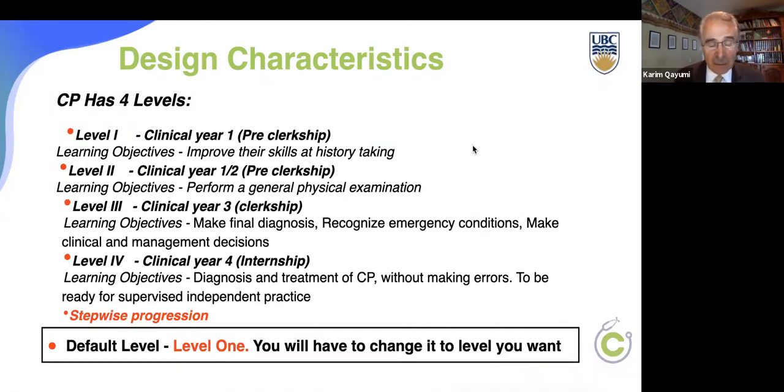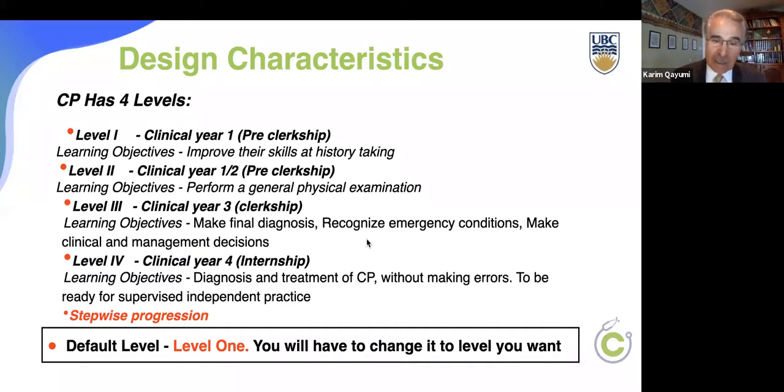In this level, the learning objective is to be able to make a final diagnosis, recognize emergency conditions, and do the management and diagnosis of the patient, so to have the whole continuum of care. And level 4 is for internship, where we introduce penalties after 3 mistakes. The computer would be shut off if the students make 3 mistakes. It's by design, because we think if you go through all these levels through medical school, at level 4 you should not be able to make more than 3 mistakes. If you do, you have to go back to your books and read and study.